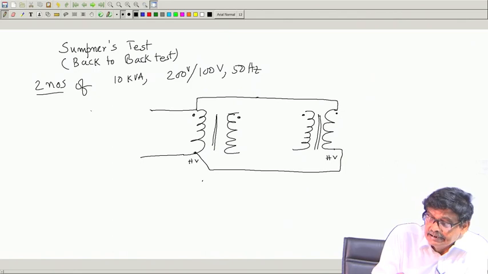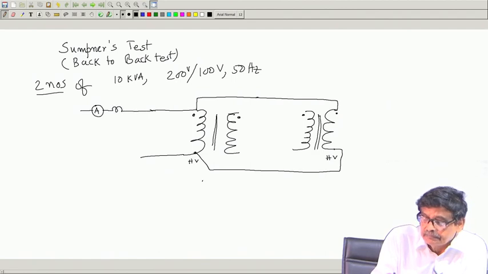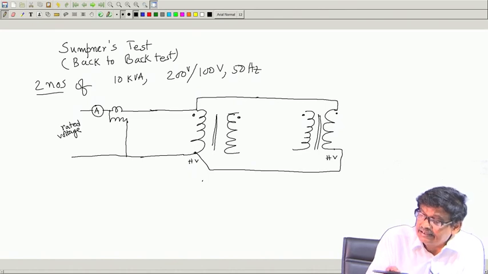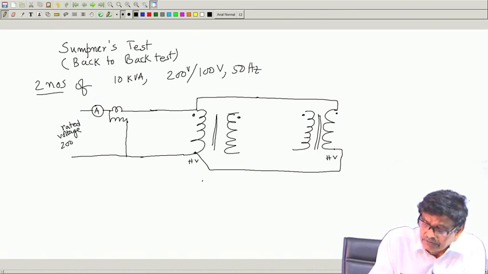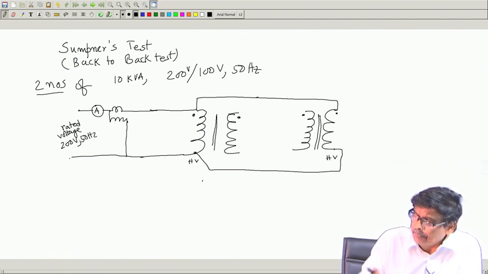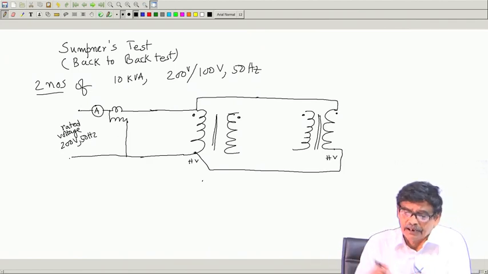And then on this side you connect an ammeter and a wattmeter. Very interesting test. And apply rated voltage. That is, in this case for this transformer I will apply 200 volt 50 hertz, is it not? That is what I will do. Suppose the secondaries I have not done anything, they are open.